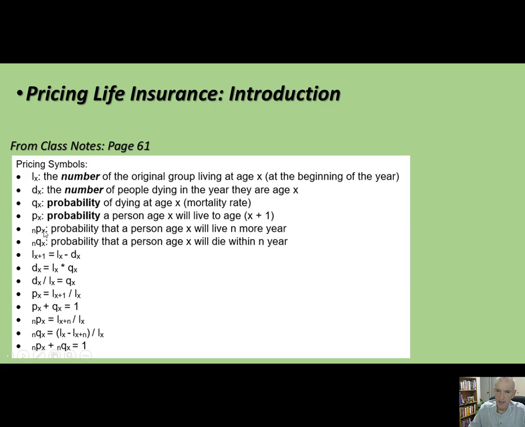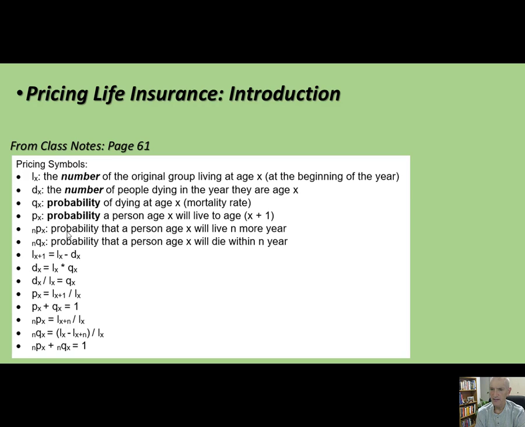Then if you do NPX and NQX, NPX is the probability that you will live N more years. Let's say we do 20P30. 20P30 would be the probability someone alive today at age 30 will still be alive on their 50th birthday. So 30 years plus 20 years, so 20P30 would be someone alive at age 30, the probability they will make it, still alive at age 50.